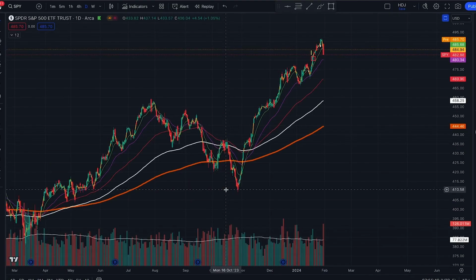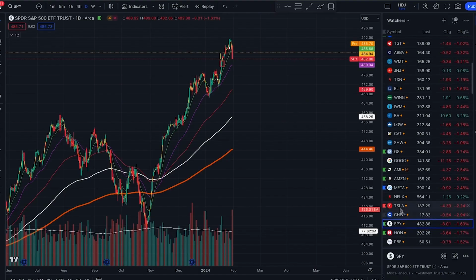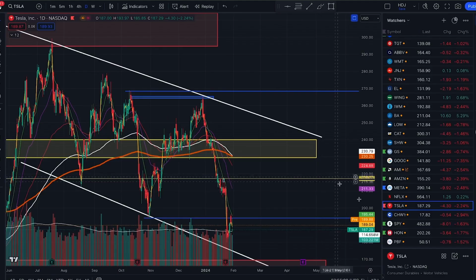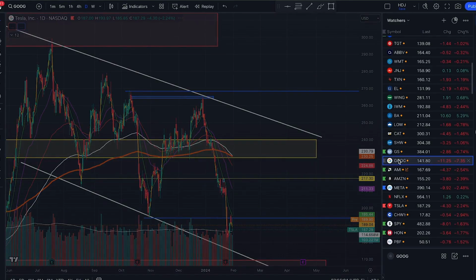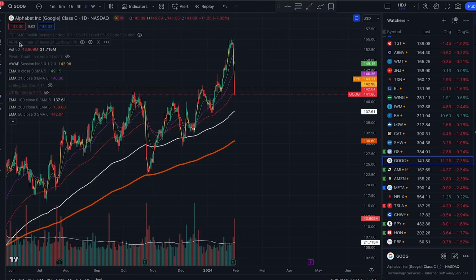Okay, so now we have SPY. Let's just pick another symbol just to mix it up a little bit. Let's go to Tesla. Okay, that's the chart. Let me go to a cleaner chart real quick. Google. Okay, a little cleaner. All right, and the VWAP I'm not really using on my daily chart, so we can turn off VWAP.